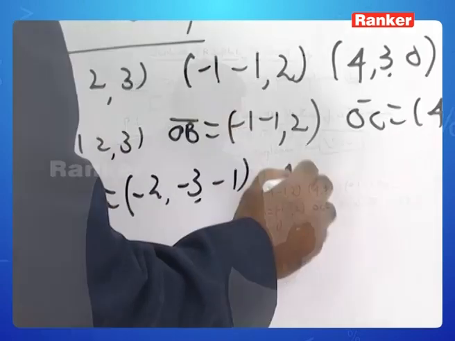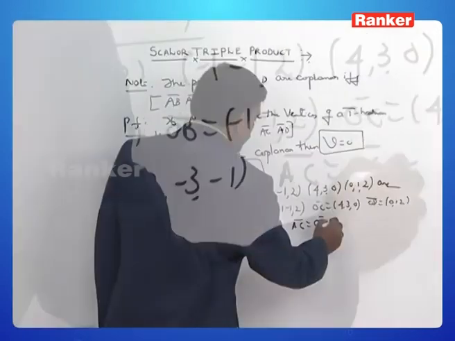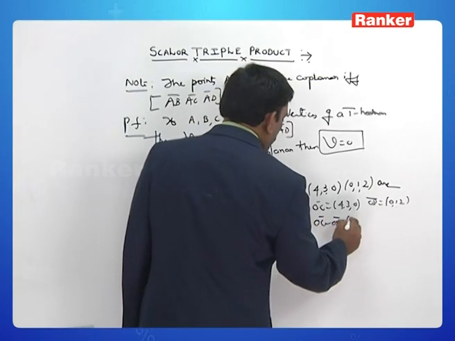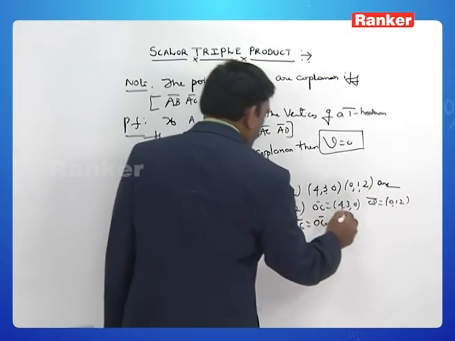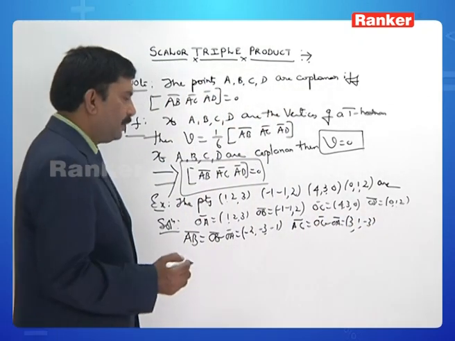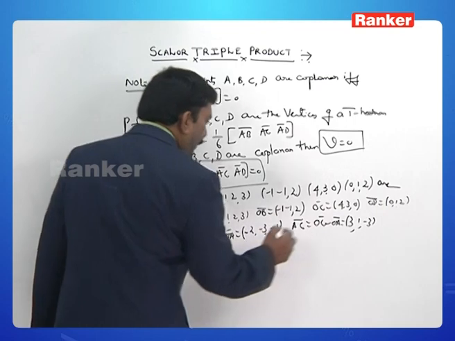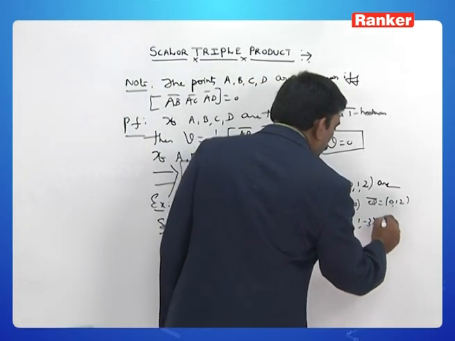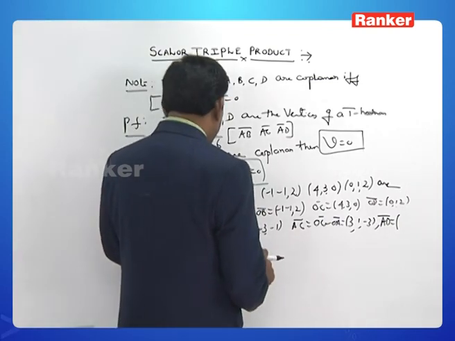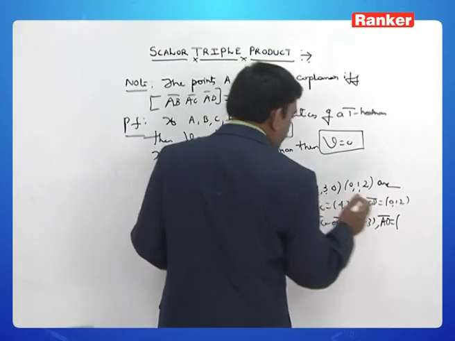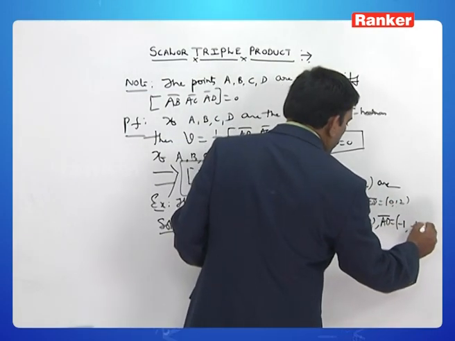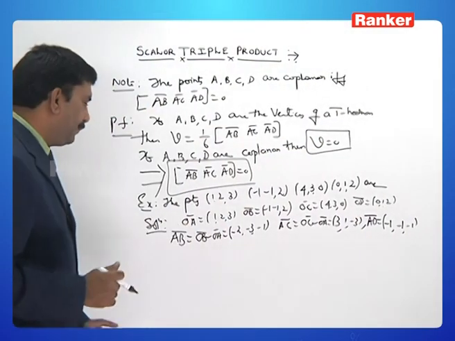Then AC bar, OC minus OA. This minus this, 4 minus 1, 3. 3 minus 2, 1. 0 minus 3, minus 3. Next, I go for AD bar. What is AD bar? OD minus OA. OD minus OA means 0 minus 1, minus 1. 1 minus 2, minus 1. 2 minus 3, minus 1.